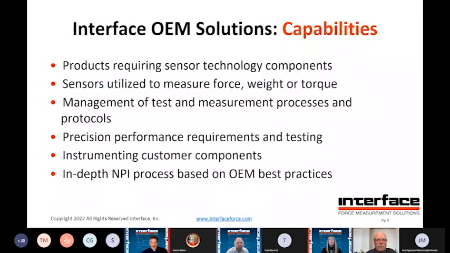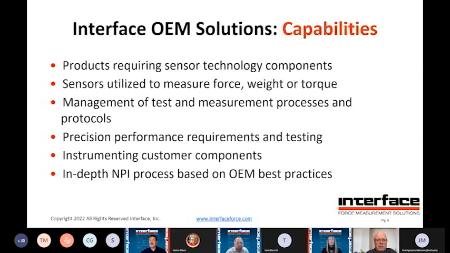Our capabilities. Products requiring sensor technology and components. Sensors utilized to measure force, weight, and torque. And we help you in the management and test and measurement of your processes and protocols, precision performance requirements and testing.